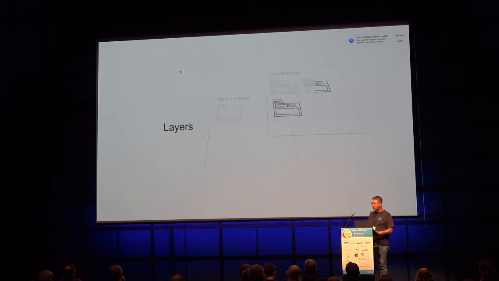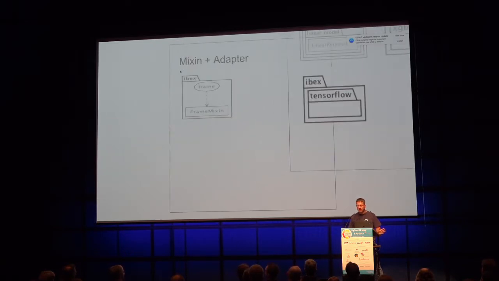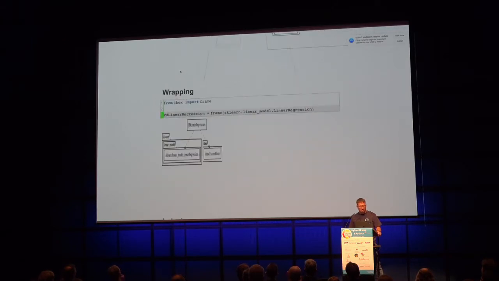The interface is basically composed of two layers. There's a lower layer which shouldn't be used that often, and a higher level. To begin with the lower level, it is very small. The core library just contains a mixin and an adapter. It works like this. If we take any sklearn-compliant stage, for example linear regression, which is one of the stages from sklearn, and we apply the frame function to it, what it will do is write on the fly a new class. This class derives both from the original class and from a mixin class, which makes it aware of Pandas.